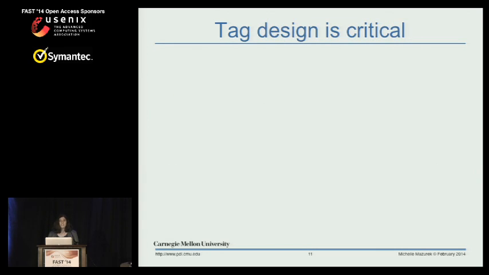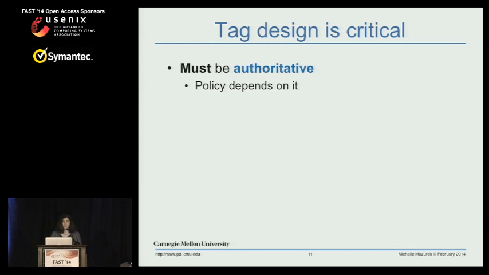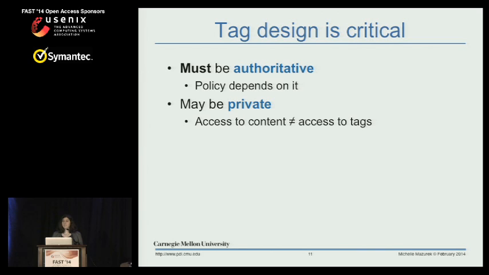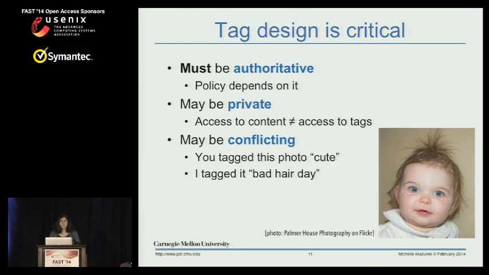So in a system like this, tag design becomes really critical. First of all, the tags have to be authoritative. Policy depends on them. And so if Bob can somehow change that tax spreadsheet to look like it's a Hawaii photo, he would be able to get access to it in contravention of policy. We also know that tags may need to be private. I gave an example of that earlier: access to content is not the same thing as access to tags. And then finally, we know that tags can potentially be conflicting. Two people may describe the same content differently. You might think that this is, for example, a cute photo and want to share it with everyone, whereas I might have tagged it bad hair day and not want to show it to anybody.